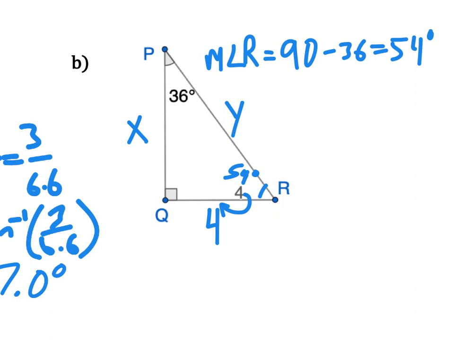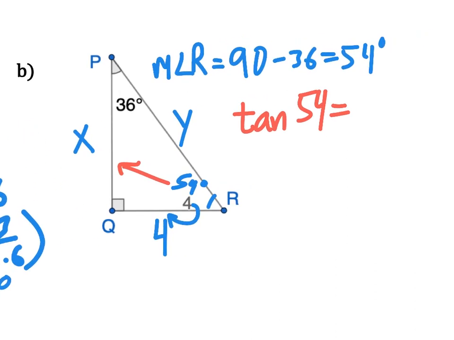Now, we need to find X. So how does X relate to, well, use either angle, it doesn't matter. Let's use the 54. How does the X relate to the 54? It's opposite. And how does the 4 relate to the 54? The 4 is adjacent. So opposite and adjacent, that is tangent. Tangent is opposite over adjacent, we've learned. So the opposite is X, the adjacent is 4. Tangent of 54 degrees we know is just a decimal.